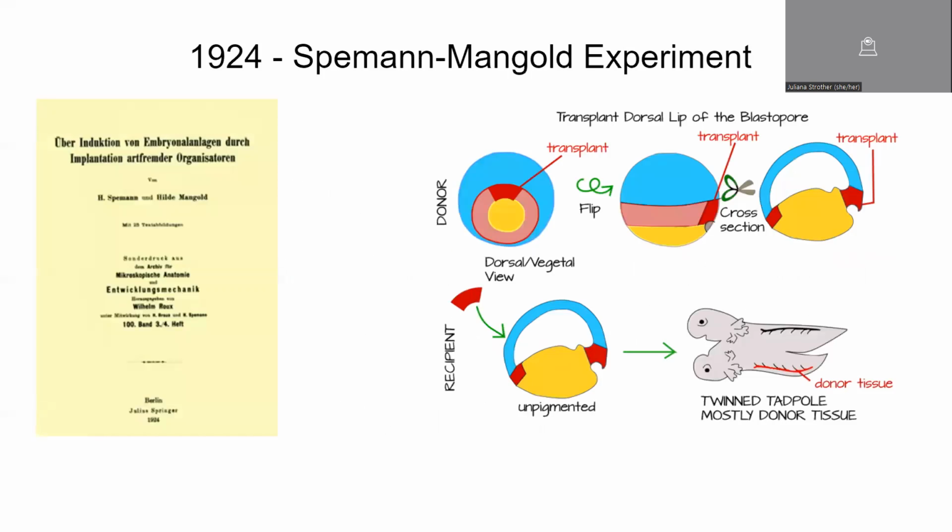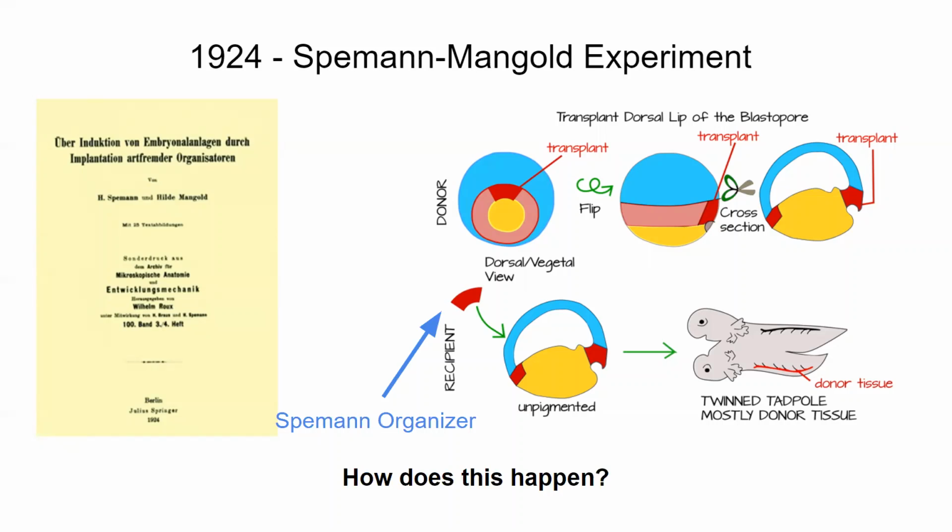In 1924, Hilda Mangold and Hans Spemann conducted an experiment with Xenopus, in which a piece of the dorsal lip of the blastopore of a donor was transplanted into a recipient in a region outside of the dorsal lip. They found that the dorsal lip of the donor blastopore was able to induce a secondary body axis at the site of transplantation in the recipient. They called the organizer region that was transplanted the Spemann-Mangold organizer, or Spemann organizer. They did not have the tools available to identify the molecular nature of the Spemann organizer at this time.